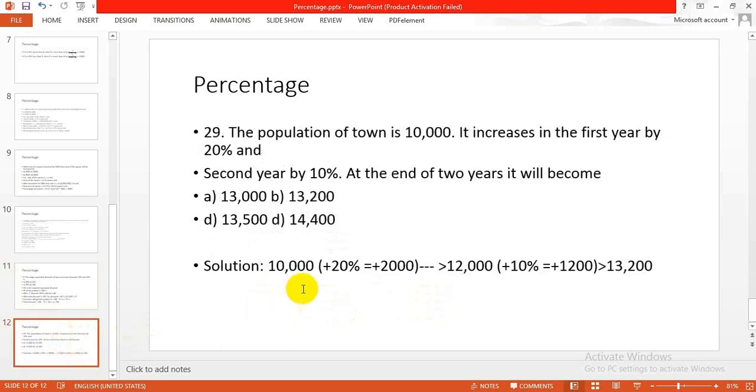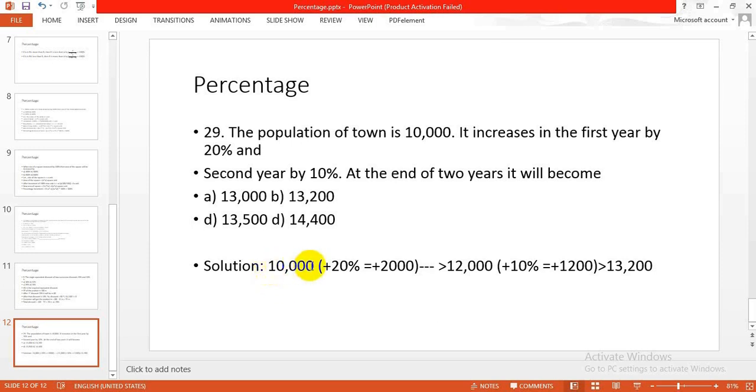So we will discuss another problem in the area of population. The population of a town is 10,000. It increases in the first year by 20% and in the second year by 10%. At the end of 2 years, how much will it become?